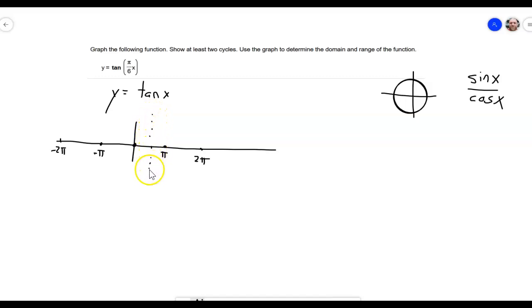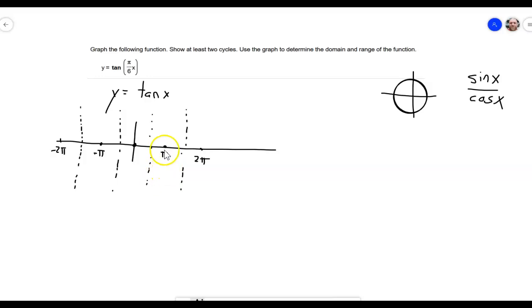Excuse the horrible vertical asymptotes, but right in the middle of these we're going to have vertical asymptotes. I'm going to draw these right in the middle of these intercepts. So here are the intercepts, and we have these vertical asymptotes in the middle.